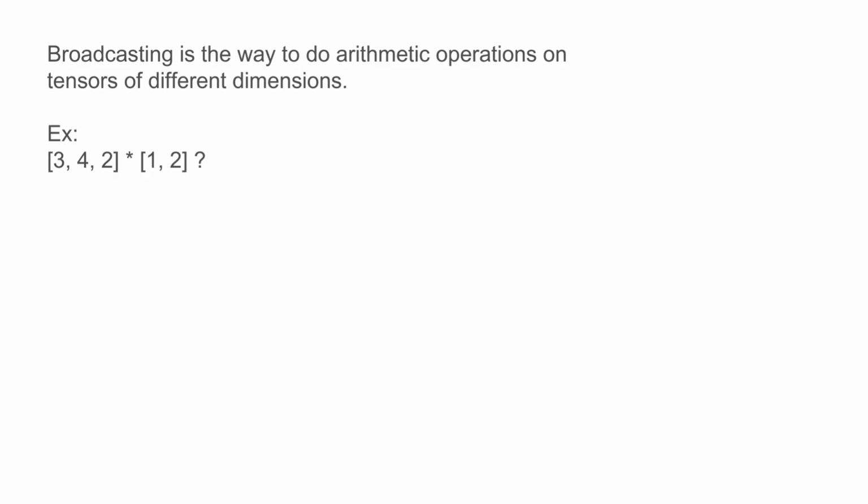Understanding broadcasting in tensors. In deep learning, we often need to perform arithmetic operations on tensors with different dimensions. This is where broadcasting comes in. It allows us to automatically expand tensors so they can operate together without manually reshaping them. For example, consider this operation: 3 by 4 by 2 multiplied by 1 by 2. How does broadcasting handle this? Let's break it down step by step.